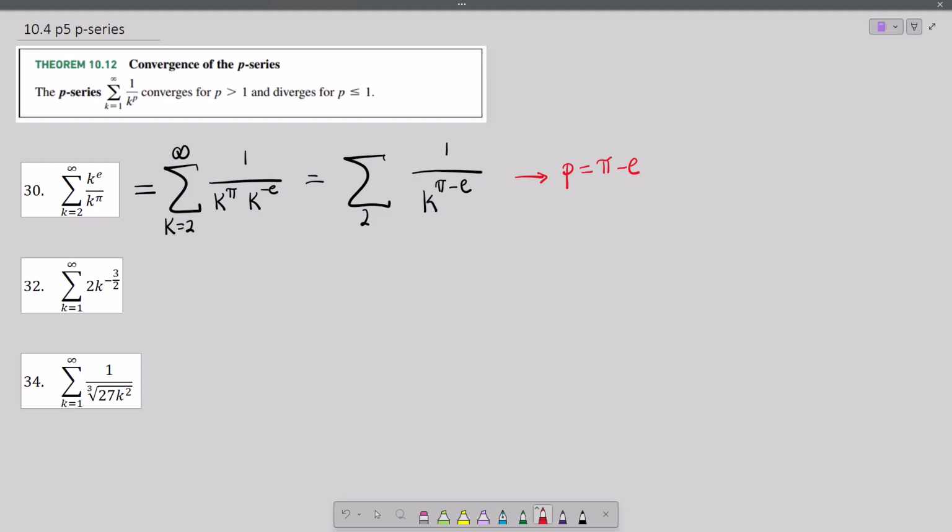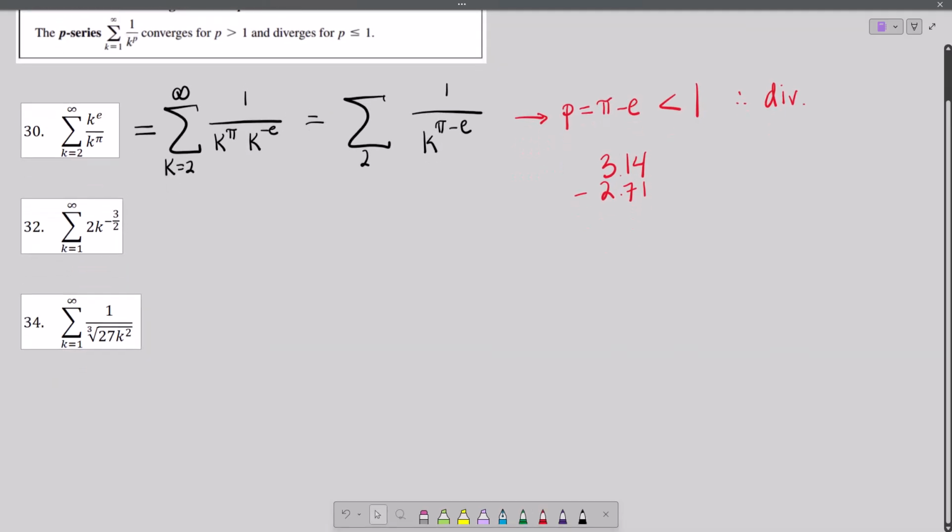Yes, wait. It's positive. It's definitely positive. I don't remember what e is. Is it bigger than 1? No, not bigger than 1. So this is less than 1. Therefore, we have divergence. If you think about decimals just a little bit, 3.14 minus 2.71, then that's definitely less than 1 apart. So that's going to diverge. The only way it can converge is if that power is bigger than 1.